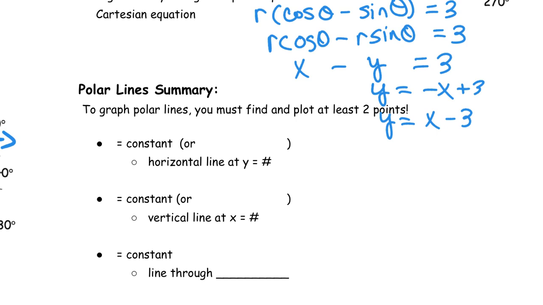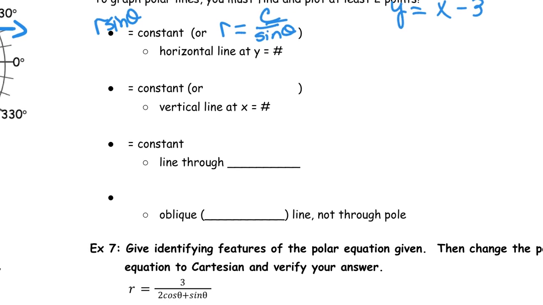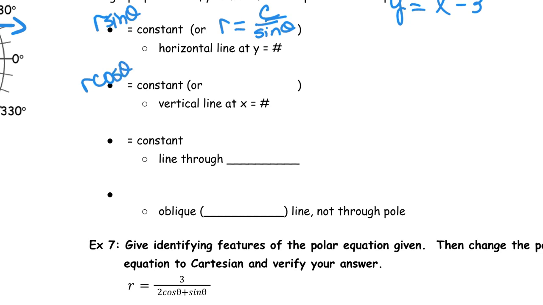Okay, so this first one, there's actually some stuff that didn't print. This would be r sine theta equals a constant. If r sine theta equals a constant, or if r equals a constant over sine theta, you have a horizontal line at y equals whatever the number is. The next one is going to be r cosine theta, which would be the same thing as a constant over cosine theta. This is going to be a vertical line, x equals whatever the number is.